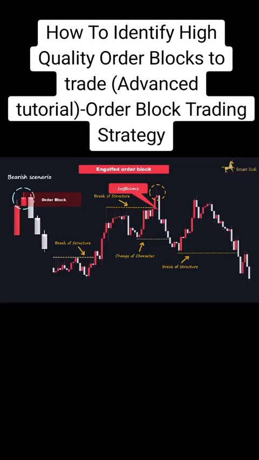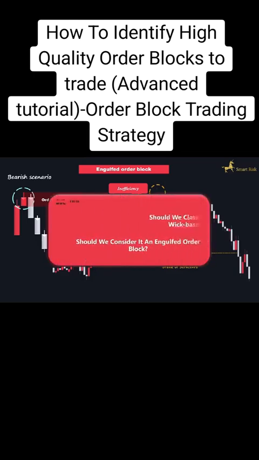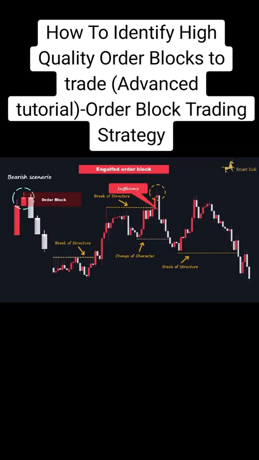Upon closer inspection, it becomes apparent that the wick of this bullish candle is greater than half the size of the entire candle. This raises the question, should we classify this pattern as a wick-based order block, focusing solely on the wick as our area of interest, or should we consider it an engulfed order block, highlighting the entire candle? In this specific case, it is recommended to treat it as an engulfed order block and consider the entire candle as the area of interest, rather than solely focusing on the wick.